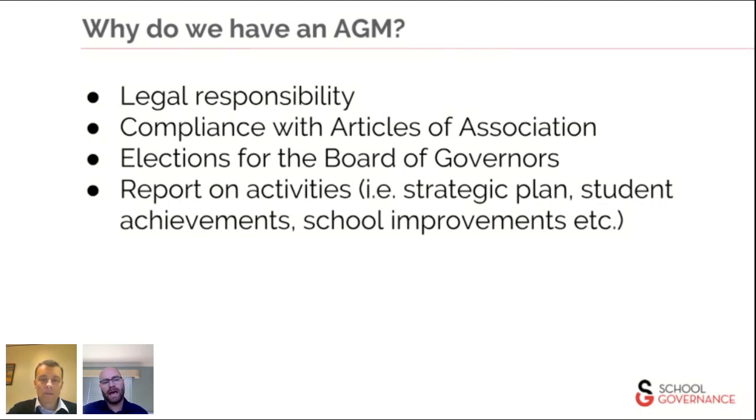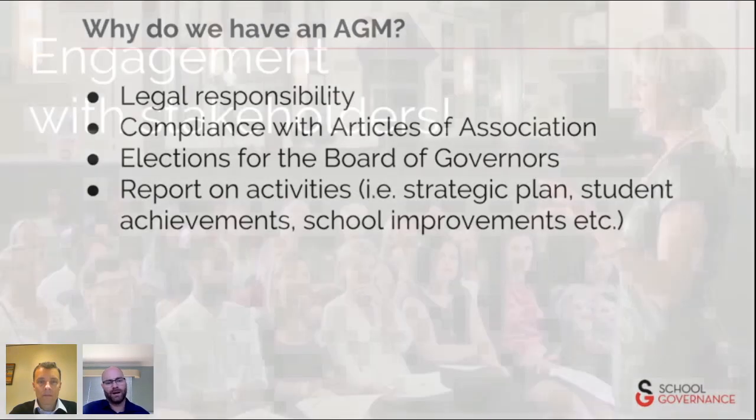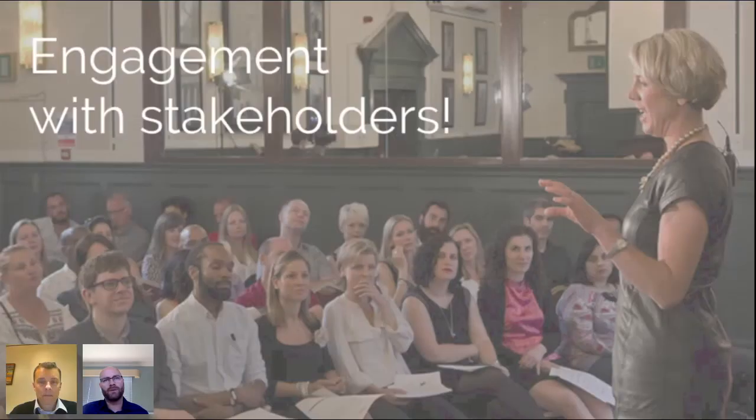Obviously, there's the reporting aspect and the elections as well of governors to the role. And the reporting activities can be varied, but it tends to be focused on the report for the year, any sort of infrastructure, school improvements, and also achievements of students. And it tends to involve both the board of governors and some of the senior staff, especially just the head of school. So that's why we have an AGM in terms of where most people are coming from. But really, why do we have an AGM? It's all about engagement. In our view, it's all about engaging with your key stakeholders. And which stakeholders are the most important ones? We're actually going to come to that pretty soon. That's really the objective of an AGM, a chance to actually interact and engage with our stakeholders.